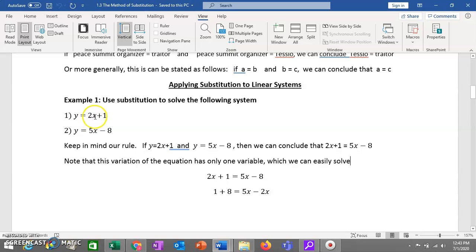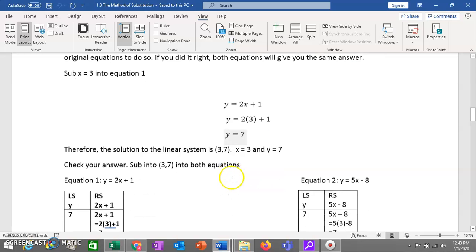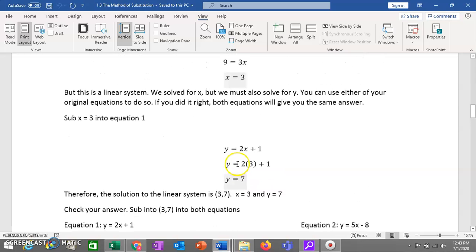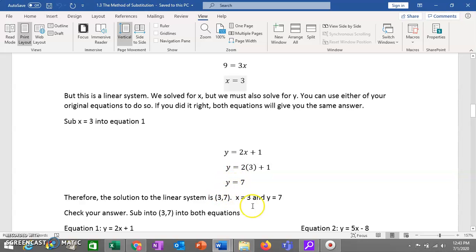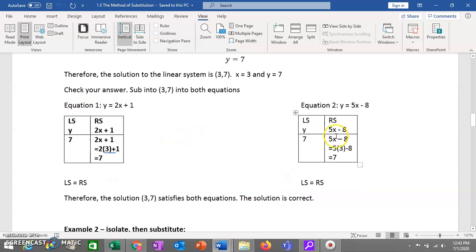Okay, so I'm going to put 3 into the first equation here. So y equals 2x plus 1. I put 3 in there, and I get y equals 7. Okay, so now I have my answer. It's 3 comma 7, or in other words, x equals 3 and y equals 7. So you can check your work in much the same way that I did in the graphing lesson, right? The lesson before this one.